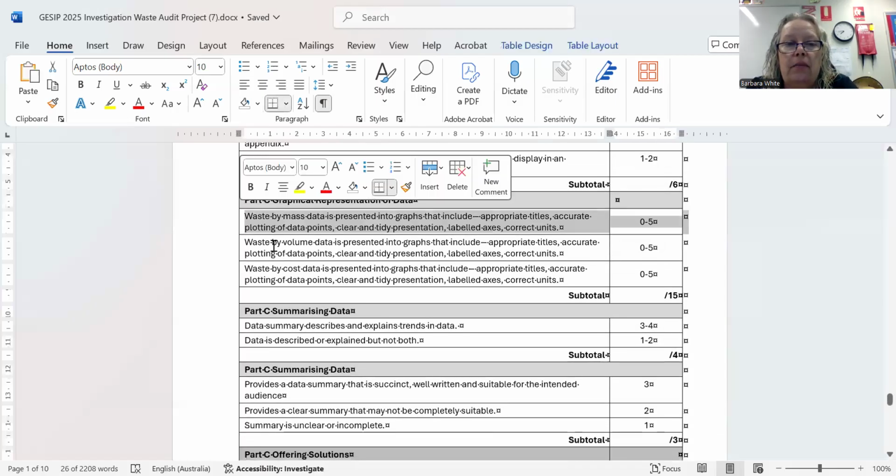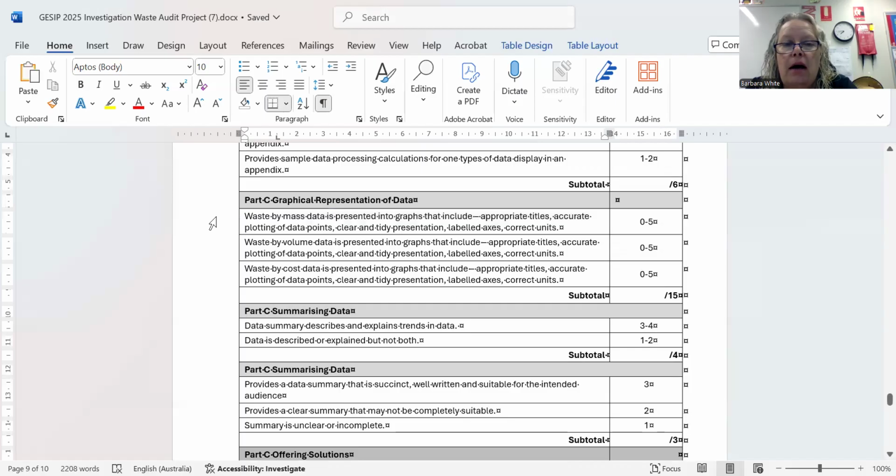Graphing here. You're supposed to have 3 different graphs, and you can graph the different bins. Some people have sent me 10 graphs. You should be graphing the mass, you should be graphing the volume, and you can graph all the different bins.